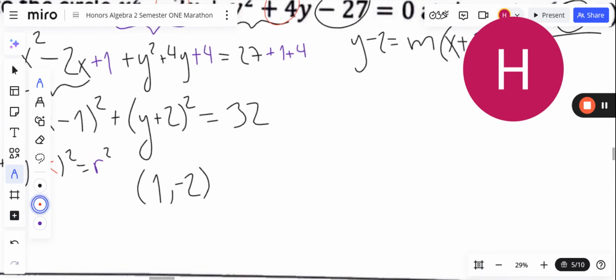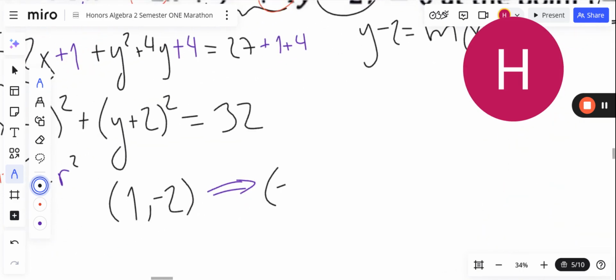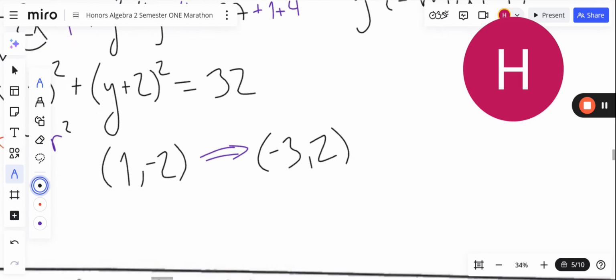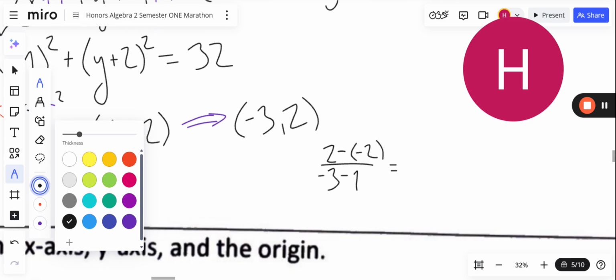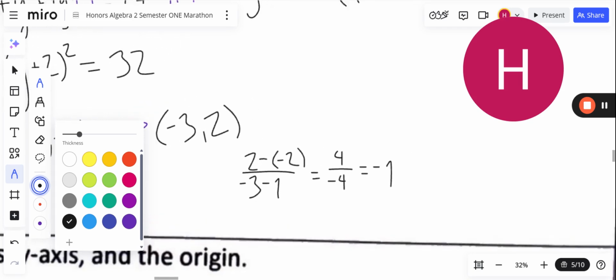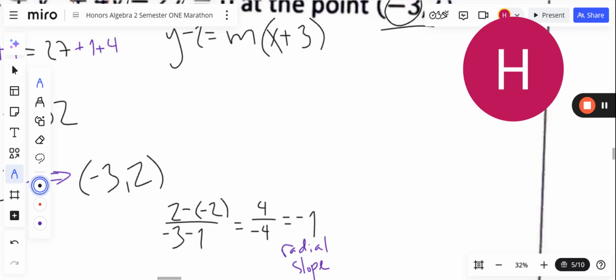So we want to connect the radius from (1, negative 2) to this point which was given, (negative 3, 2). So what's the slope there? We can just do y2 minus y1, careful with that negative, over x2 minus x1. So we have 4 over negative 4, which is negative 1. Now that's the radius slope. We can call it the radial slope. We want the tangent slope, which is the opposite reciprocal.